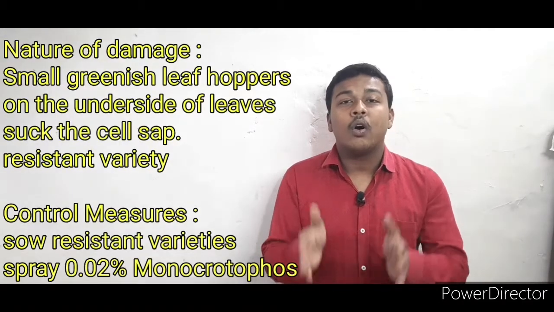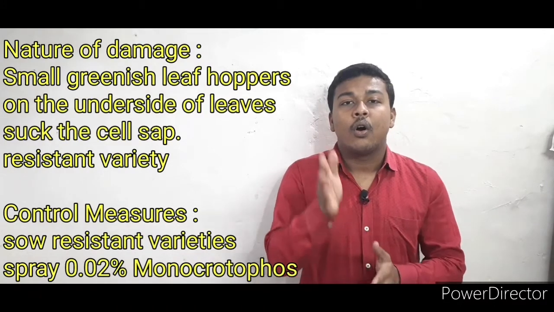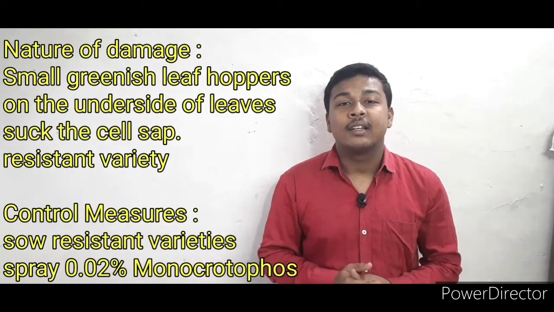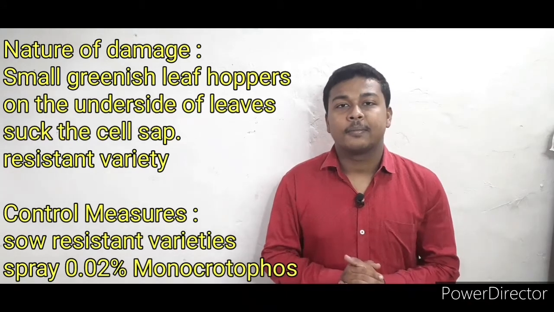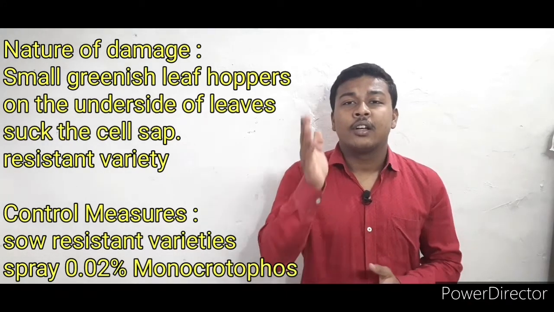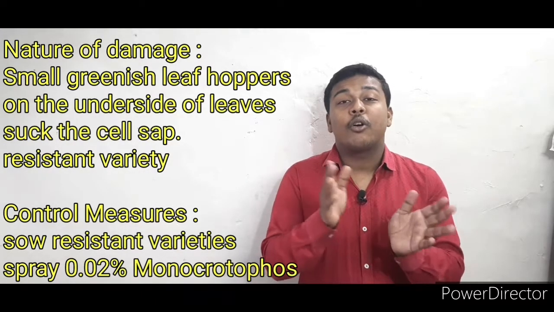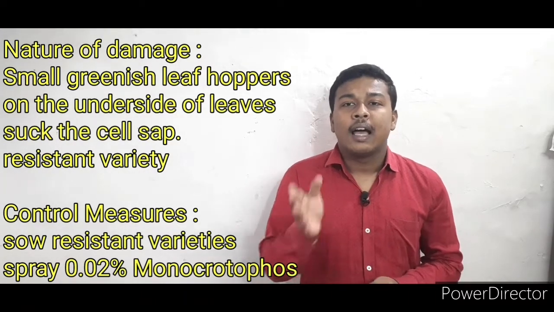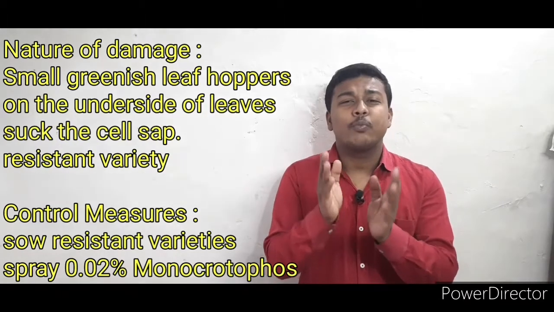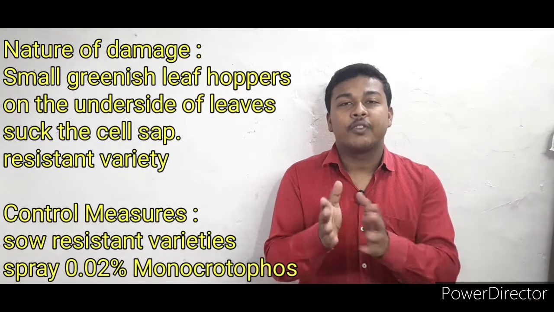Now the next one is cotton jassids. In this, the small greenish leaf hoppers on the underside of the leaves suck the cell sap. And to control this, resistant varieties of crops should be used, as well as we can spray 0.02% of Monocrotophos.